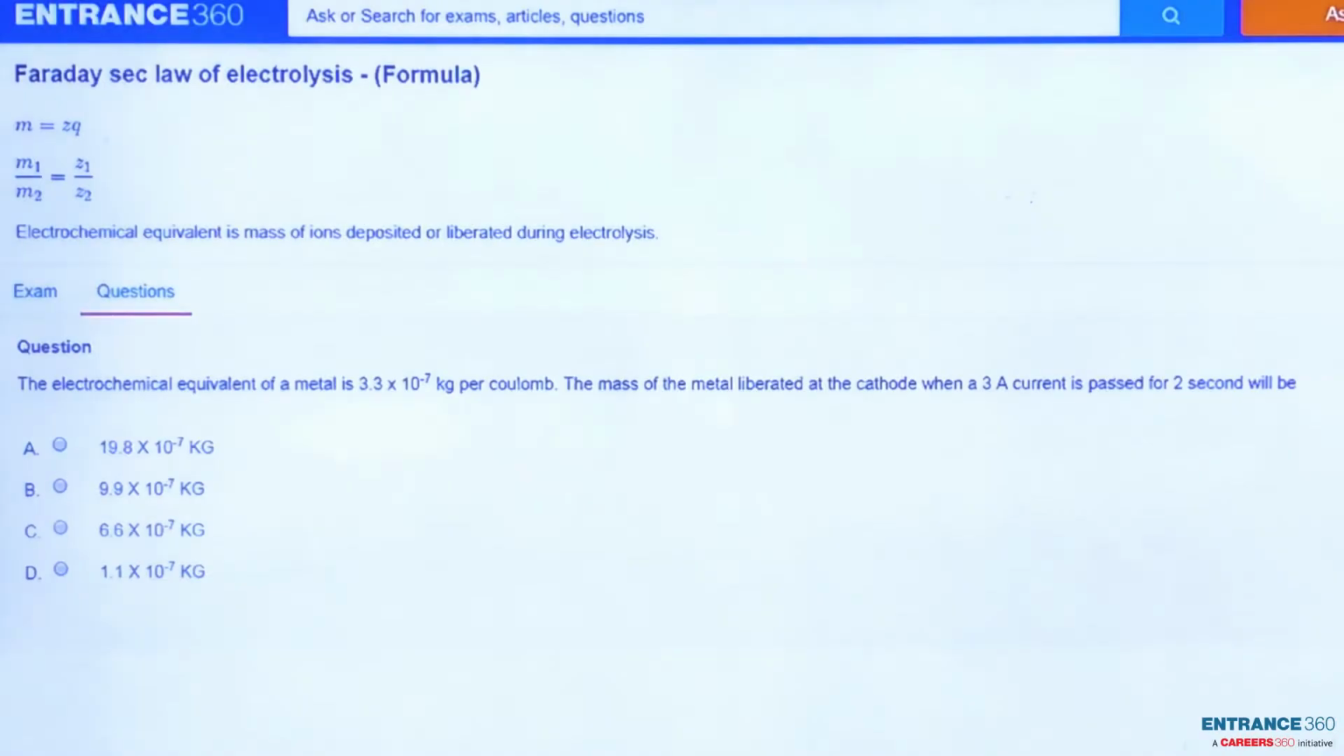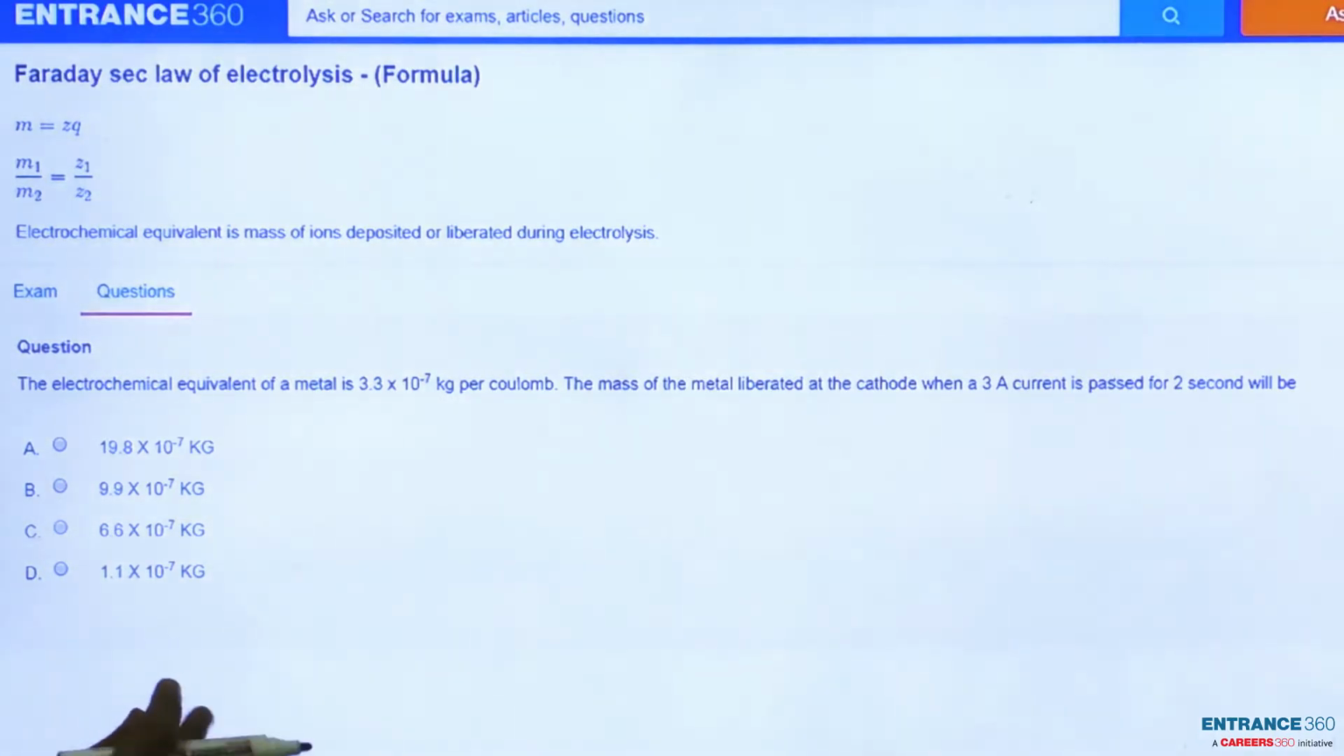Hello everyone, let's see a question from JEE Main 2004 from the chapter Current Electricity. The electrochemical equivalent of a metal is given. We have to find out the mass of the metal liberated at the cathode when a 3 ampere current is passed for 2 seconds.